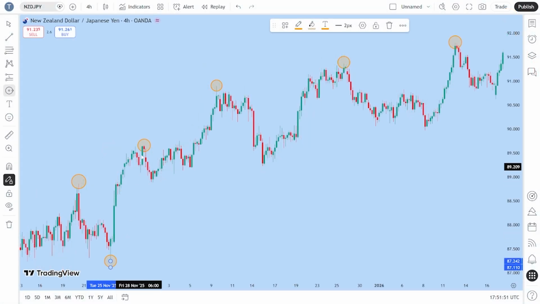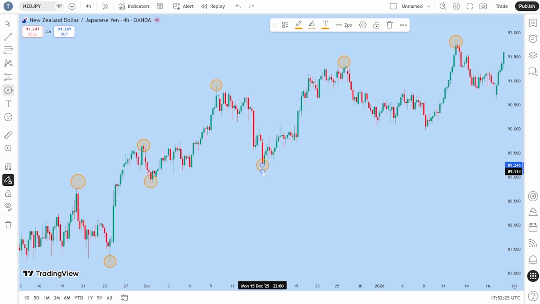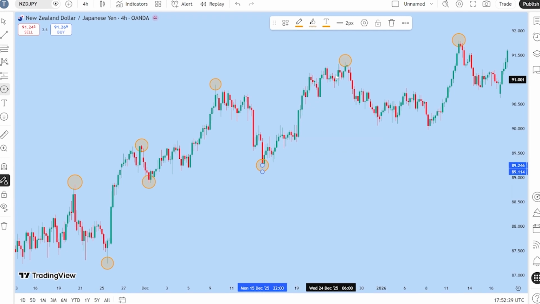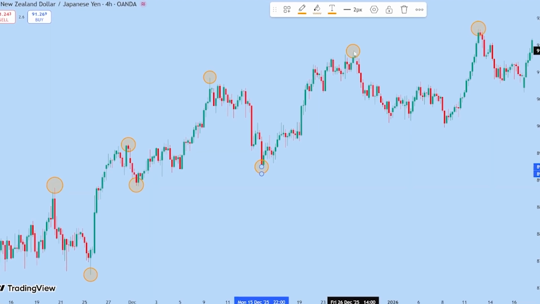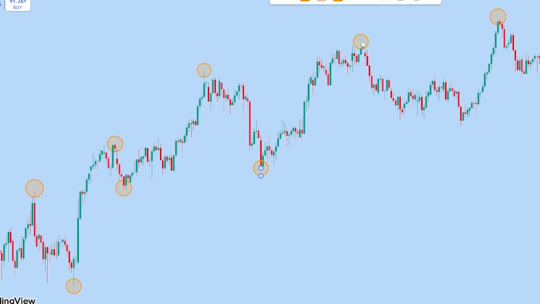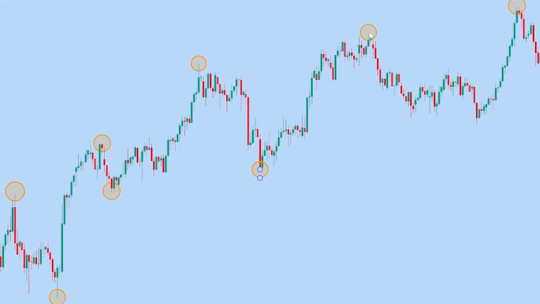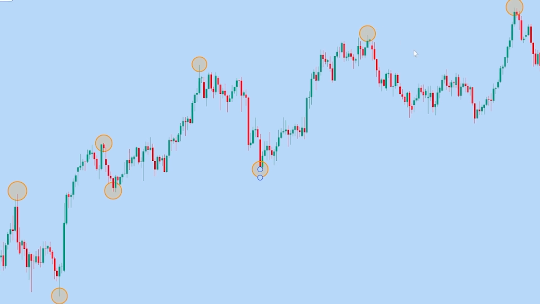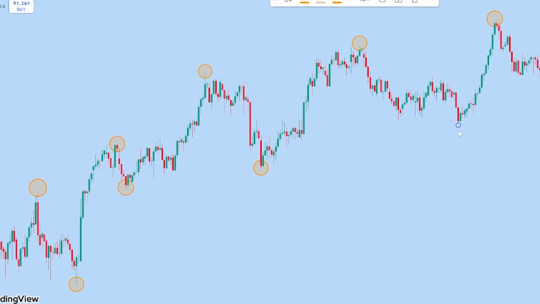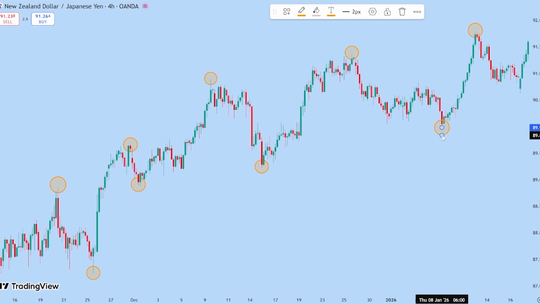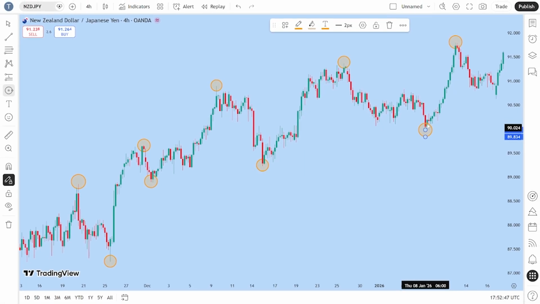What is a swing low? A swing low is the opposite. It is the point where price stops falling and starts moving back up. Again, not every low is a swing low. Price can create many temporary lows, but a true swing low needs structure. Price moves down, forms a bottom, and then moves back up. That bottom is your swing low. Think of it like a valley. Price drops into the valley, hits the bottom, and climbs back out.